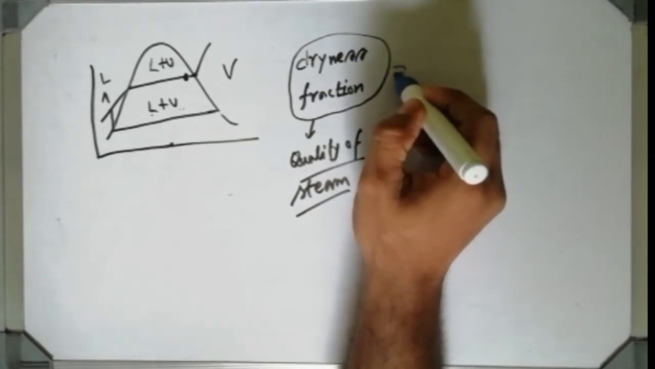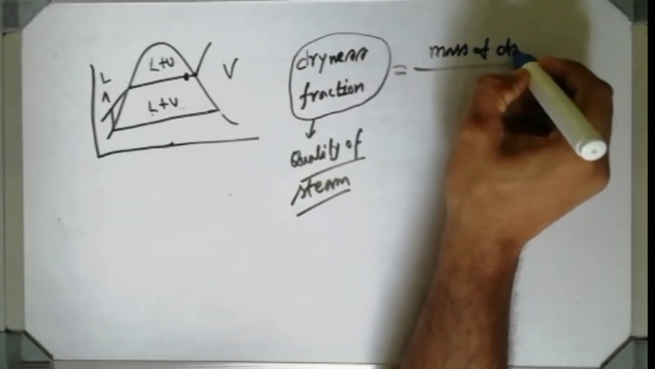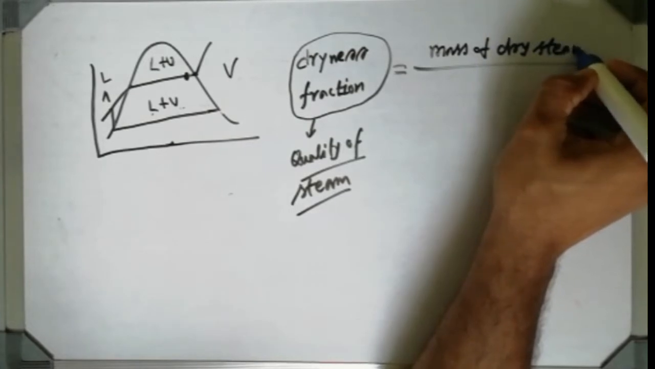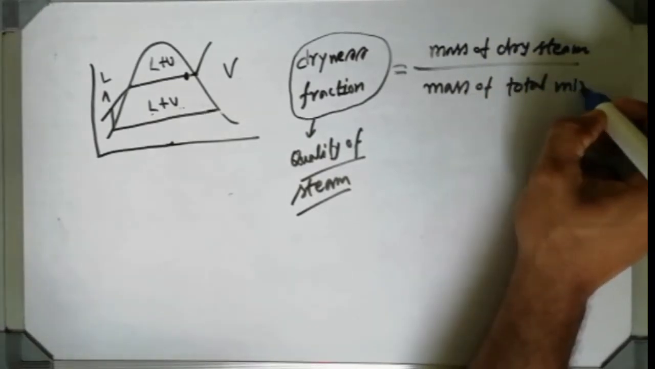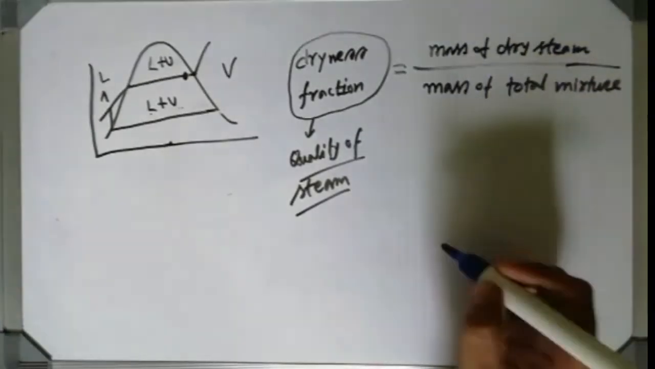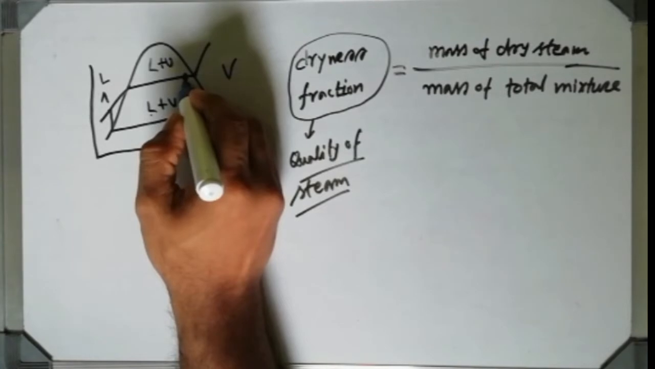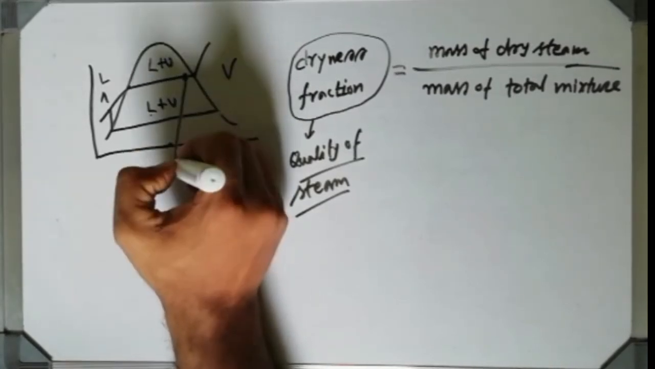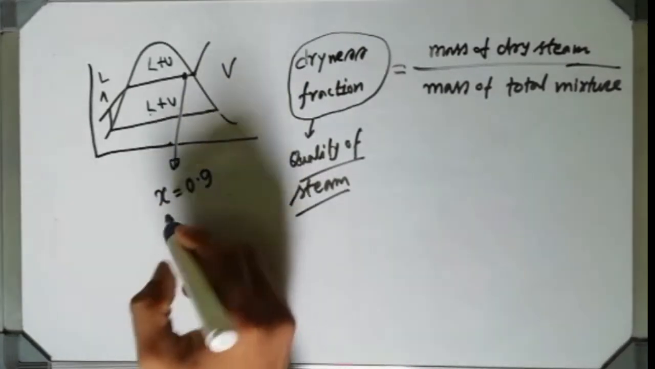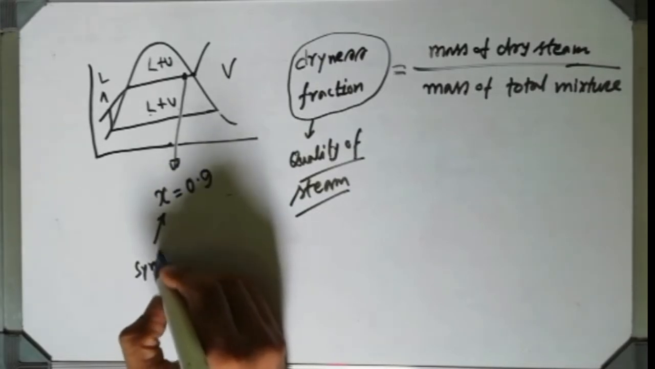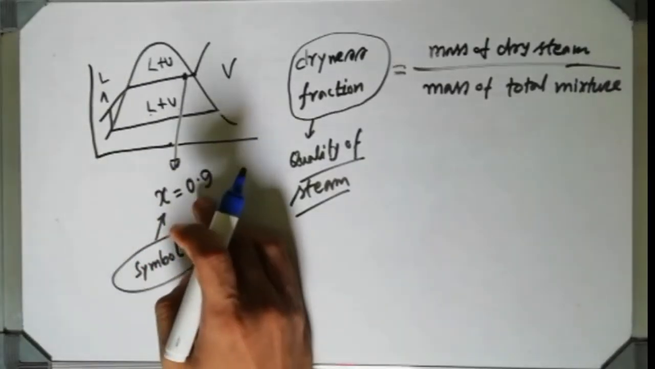So dryness fraction can be expressed this way: mass of dry steam over mass of total mixture. If you use this relation, then you can find the dryness fraction value. Obviously if the steam is resting over this black dot, suppose I am considering the dryness fraction at this particular point is 0.9, and X is basically the symbol by which dryness fraction is represented.